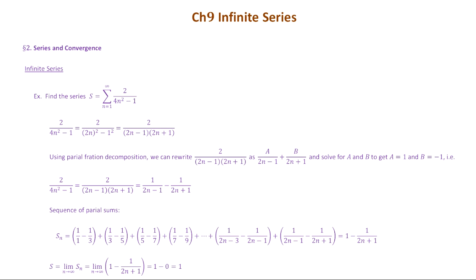And then n equal to 3, you just do that again. 1 over 2 times 3 minus 1. So 2 times 3 is 6, 6 minus 1 is 5. So that's 1 over 5, minus 1 over 2 times 3, which is 6 plus 1. And so that's 7. So you got 1 over 5 minus 1 over 7.